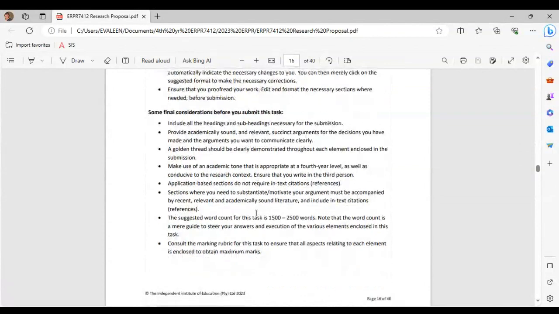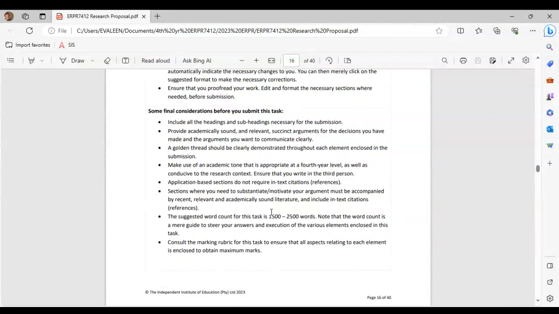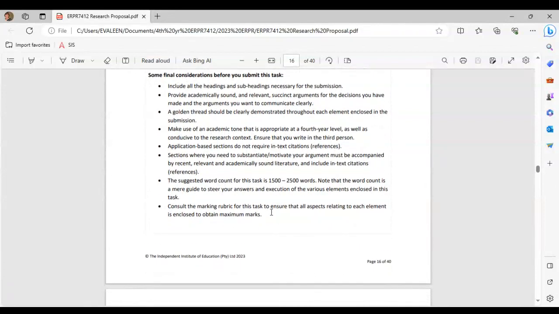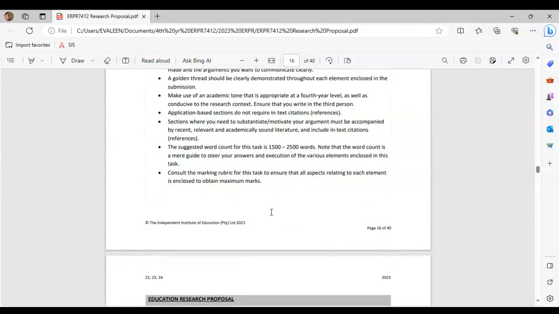And the suggested word count for this task is 1,500 to 2,500 words. It's only a guide to steer you. You can be over or under as long as you've covered the topics. And consult the rubric, see where your marks are coming from.